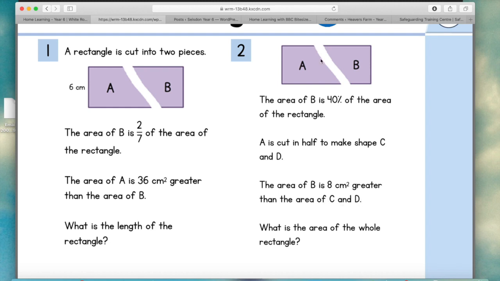Okay, so A is cut in half. So each of those, that was 60%, wasn't it? So those 30% halves, B is 8 centimeters greater than them. Fine. So B, 40%, is 8 centimeters greater than a shape that's 30%. That's a 10% gap. Now we should be able to work out, if a 10% gap is 8 centimeters squared, what the area of the whole rectangle is. Have a little go at that.